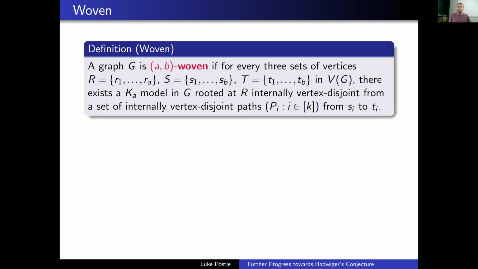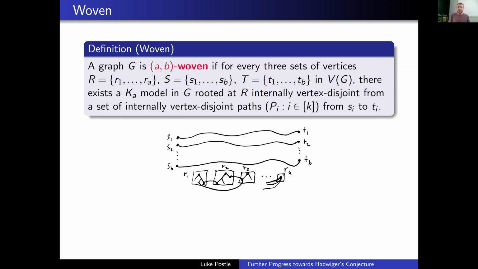So a graph G is (A,B)-woven if we have 3 sets of vertices, here's a picture: R, S, and T. S and T are the old linkage, so we want to find paths between them, but for R1 up to RA, we want to find a K_A model, or minor, rooted at R. And what rooted means there is just every vertex of R is in exactly one part. So we have one part of the minor having R1, one part having R2, and so on. So when you contract down, you'll see the R's in the parts of the minor. So we can build the minor on a rooted set, that's the A, and we can still get a linkage from S1 to S_B, T1 to T_B as needed.